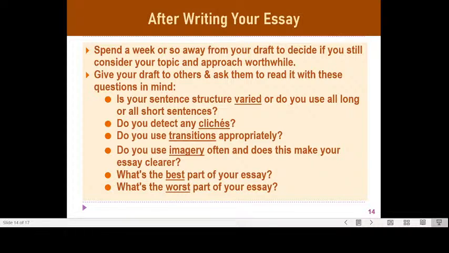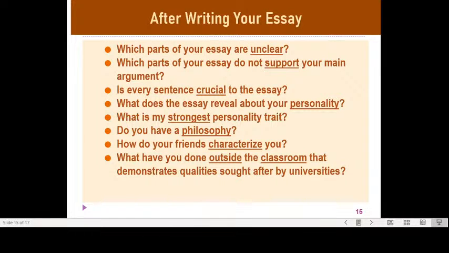What's the best part of your statement of purpose? What's the worst part of your statement of purpose? Whether you focus on one part, one question, you talk more about it than other questions. Which parts of your essay are unclear, and which parts of the essay do not support the main argument? Is every sentence crucial to the essay? What does the essay reveal about your personality? What's your strongest personality trait?